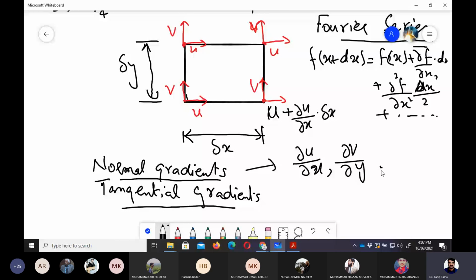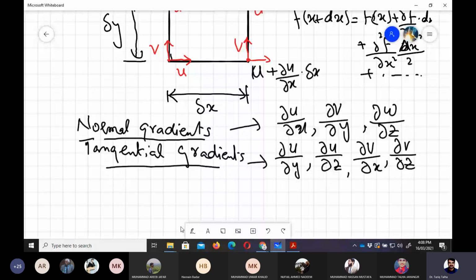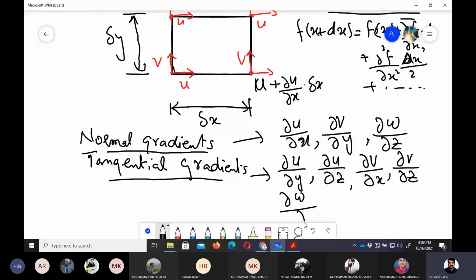And similarly, we have the tangential gradients: partial u by partial y, partial u by partial z, partial v by partial x, partial v by partial z, and partial w by partial x and partial w by partial y. So the necessary condition for linear deformation to occur is that there should be some normal gradient, either in the x direction, y direction or z direction. Then we would have linear deformation.